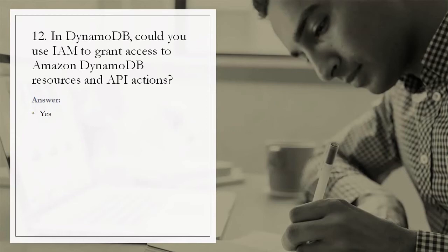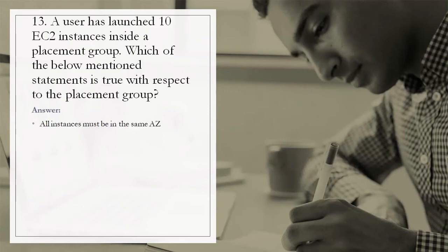Question number 12. In DynamoDB, could you use IAM to grant access to Amazon DynamoDB resources and API actions? Definitely yes, because Amazon DynamoDB integrates with AWS Identity and Access Management. You can use AWS IAM to grant access to Amazon DynamoDB resources and API actions. To do this, you first write an AWS IAM policy, which is a document that explicitly lists the permissions you want to grant. You then attach the policy to an AWS IAM user or a role.